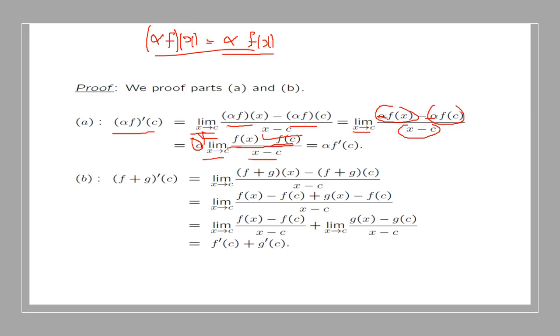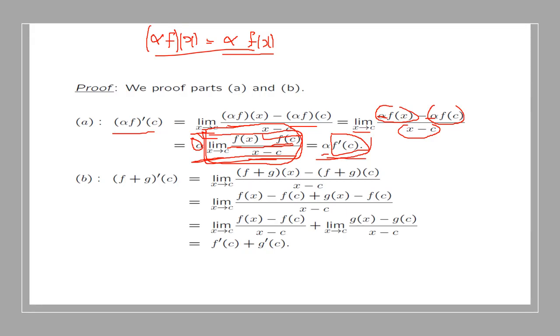This one here is simply the definition of the limit of f at c. So this will be alpha times this one here, which is simply the derivative of f at c, and so the whole of this expression will be alpha times the derivative of f at c.